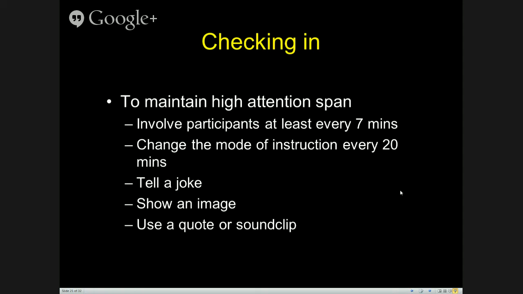And in this way, we've used this by asking you guys to type in comments on the chat room. Change the mode of instruction every 20 minutes. Tell a joke, show an image, use a quote or a sound clip. And I've already done that so far to keep you guys interested in this presentation. I hope it works.